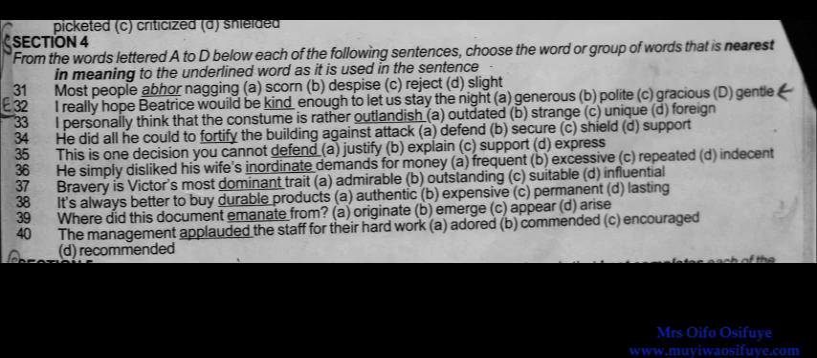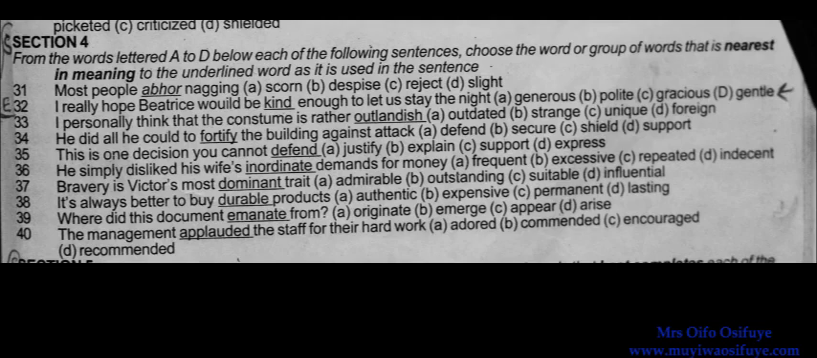If you look at the instruction here, it's almost the same as the instruction in section 1 that we looked at earlier on. But here, the instruction says choose the word or group of words. It depends on the examiners. They can decide to use words or group of words as options. Now we are going to look at two examples again.